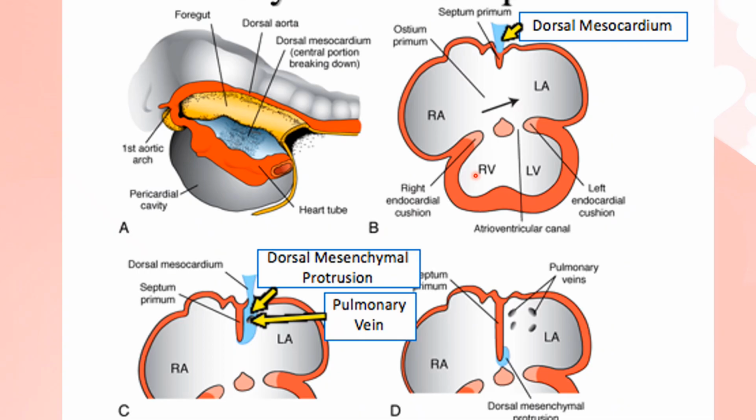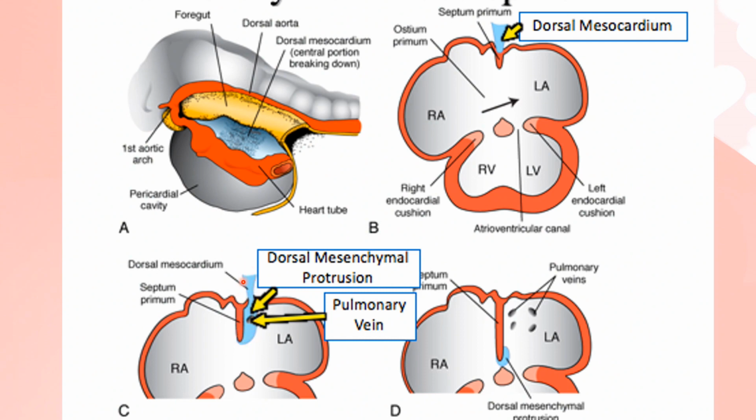So in this diagram, you can see this is the septum primum. These are the endocardial cushions which are forming over here in the AV valve, in the region of the atrioventricular canals, and this is the ostium primum. In this diagram, you can also appreciate that the opening is present. This is the ostium primum. Also the septum primum.